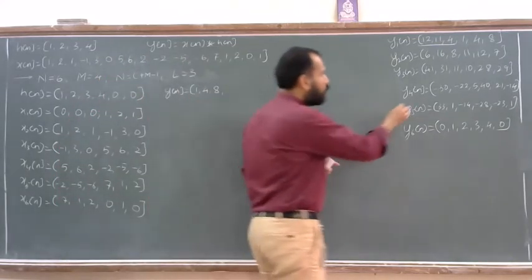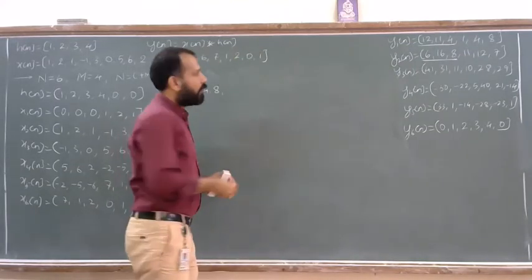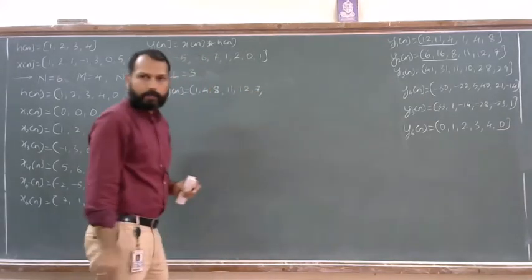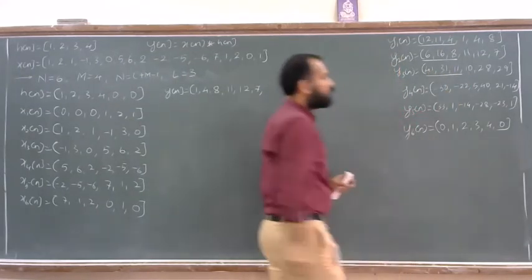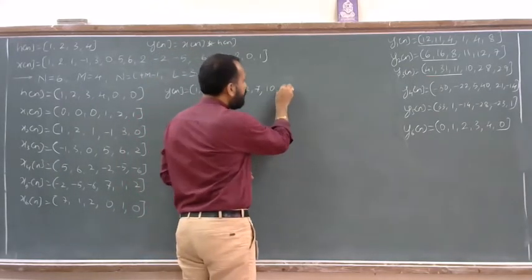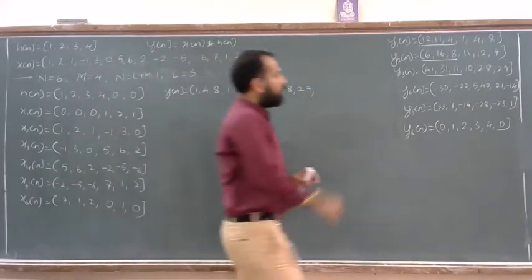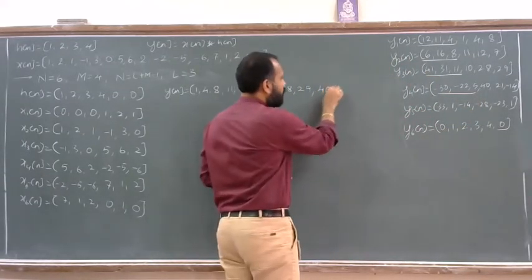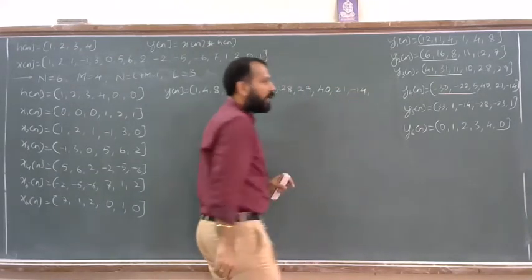Likewise, from the second output segment, the first m minus 1, that is 6, 16 and 8, will be discarded. The remaining 3, 11, 12 and 7 will be retained. From y3 of n, the first m minus 1 samples, 41, 31, 11, will be discarded. The next 3, 10, 28 and 29 will be retained as is. From y4 of n, the first m minus 1 samples will be discarded. The next 3 samples, 40, 21 and minus 14, will be retained as is.